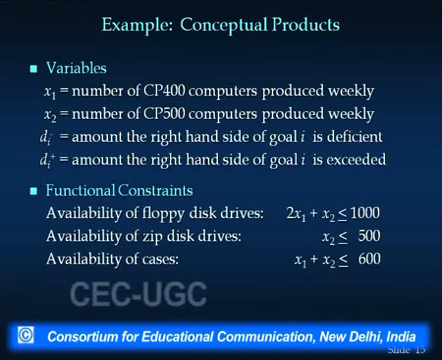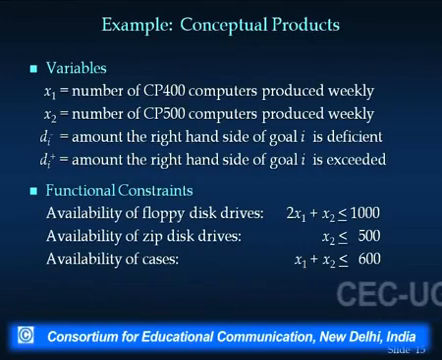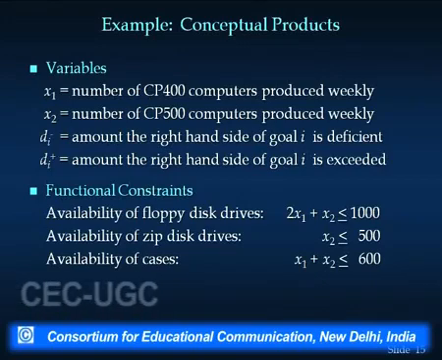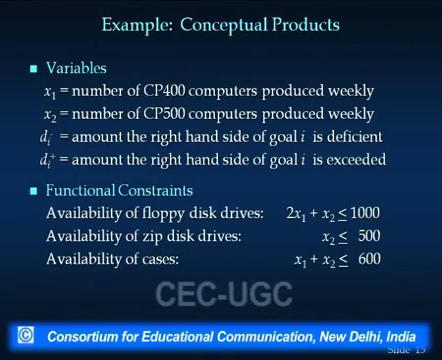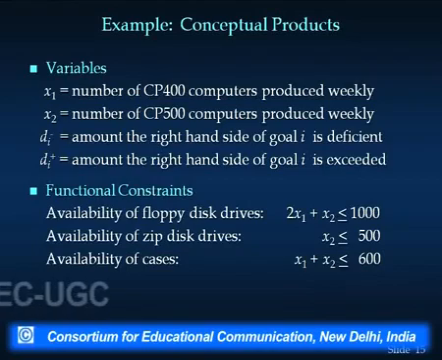And the availability of cases, x1 plus x2 less than equal to 600. Because these cases are common to both the computers, CP400 and CP500, that's why we have added them and we have kept the inequality sign, and 600 is the figure on the right hand side. So x1 plus x2 is less than equal to 600.